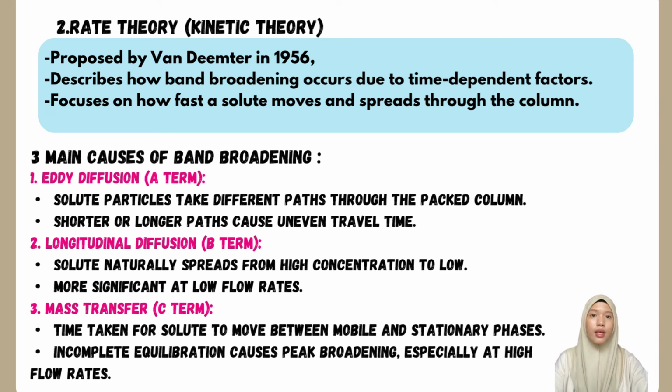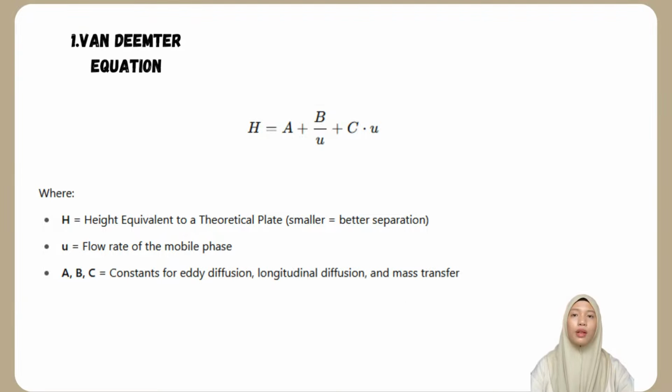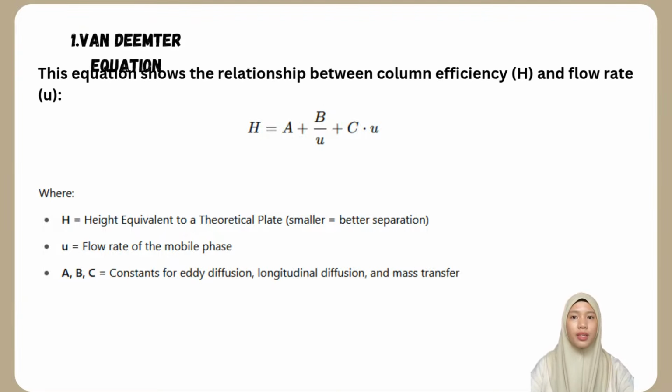Third is mass transfer, or the C term. This refers to the time it takes for solute molecules to move between the mobile phase and the stationary phase. If the movement is not fast enough, the solute doesn't fully equilibrate, especially at high flow rates, which results in a broader peak. Now, we will move to the Van Deemter equation.